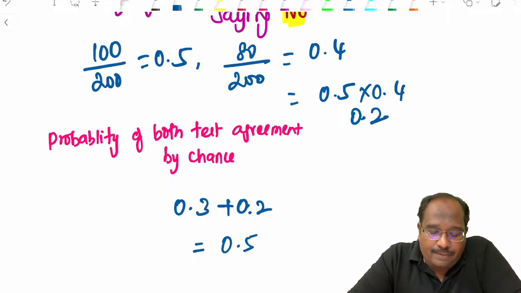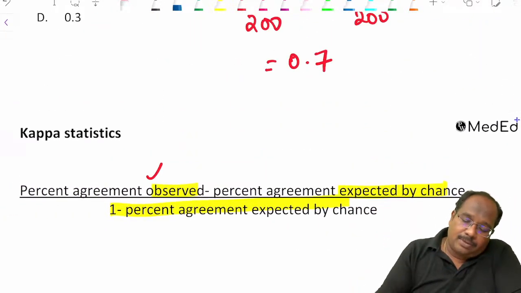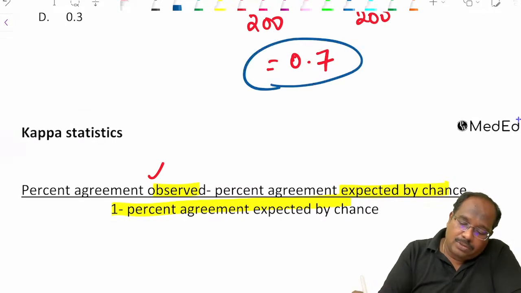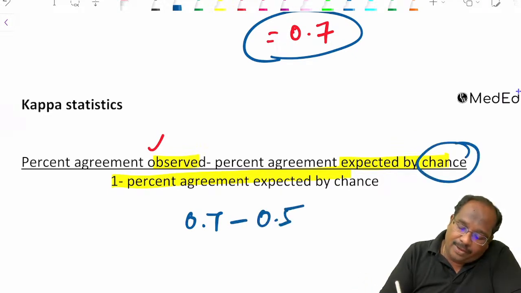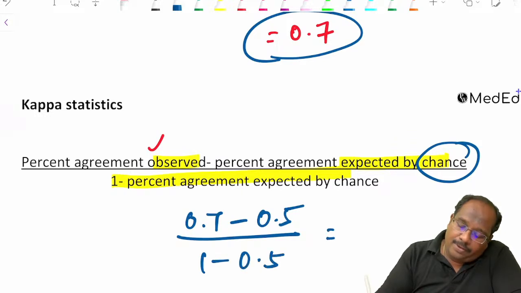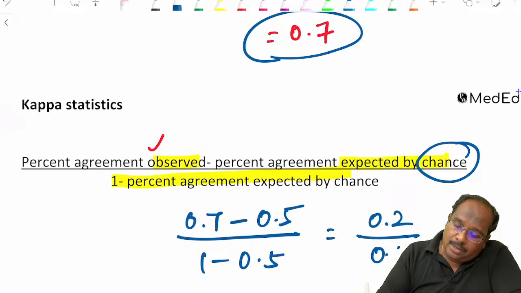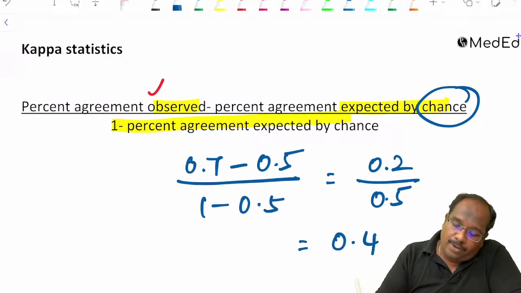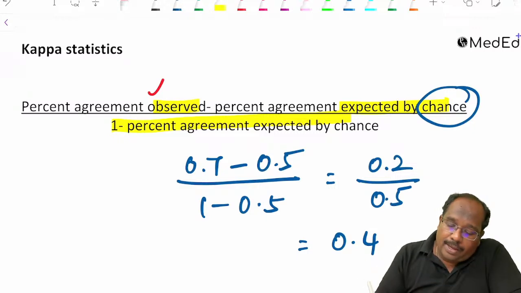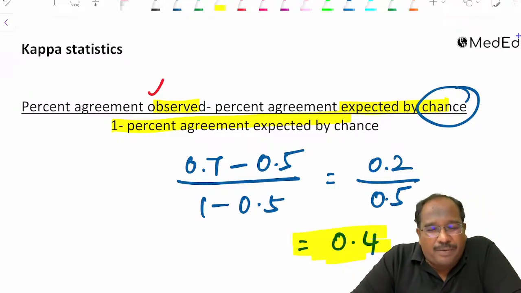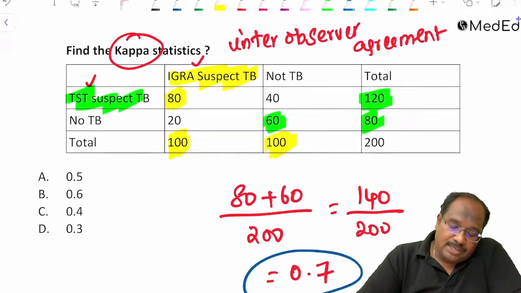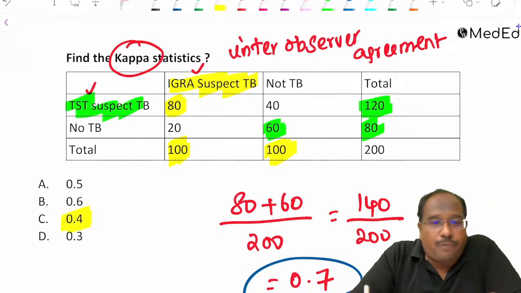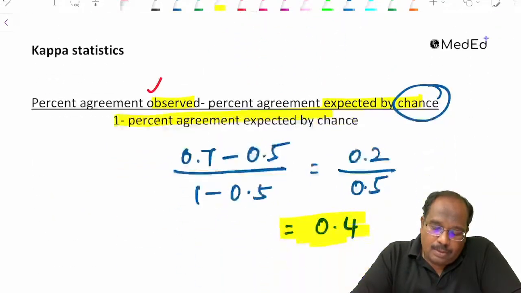So now we will do the calculation. The percent agreement observed is 0.7, minus the agreement expected by chance that we calculated as 0.5, divided by 1 minus 0.5. So 0.2 divided by 0.5 comes as 0.4. So the kappa statistic we calculated is 0.4. It's not a very good amount of agreement. Anything more than 0.75 or 0.8 is an excellent agreement. So the answer for this question from the last exam is 0.4, guys. Let's go to the next question.